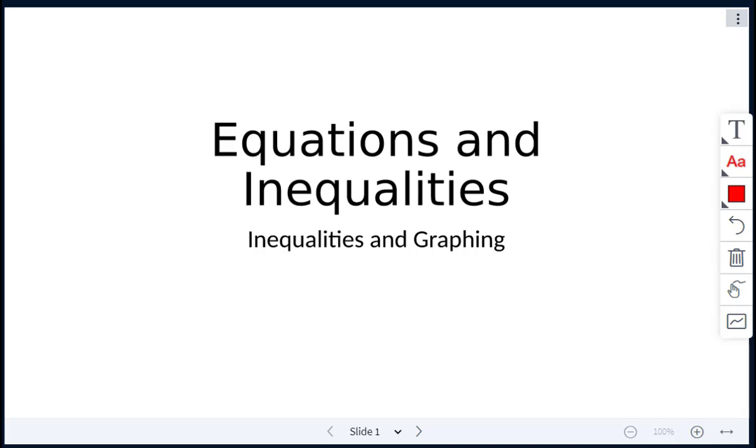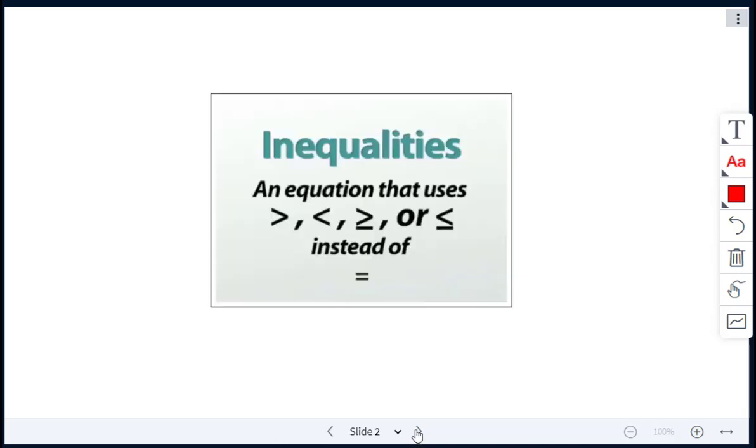Okay, so today's lesson we are looking at is inequalities and graphing. It's still part of our equations and inequalities unit. So, what is an inequality? It's going to be an equation, but instead of the equal sign, we're going to see greater than, less than, greater than or equal to, or less than or equal to signs.